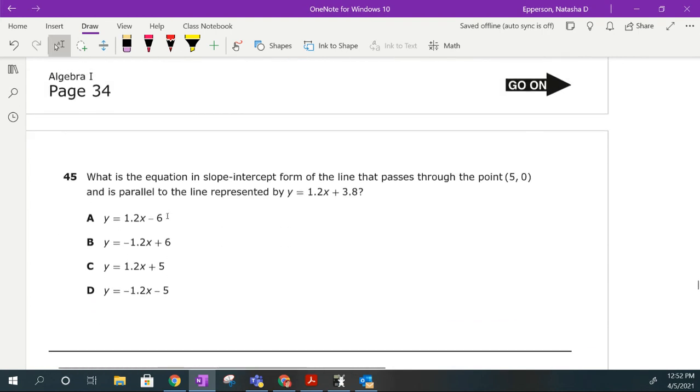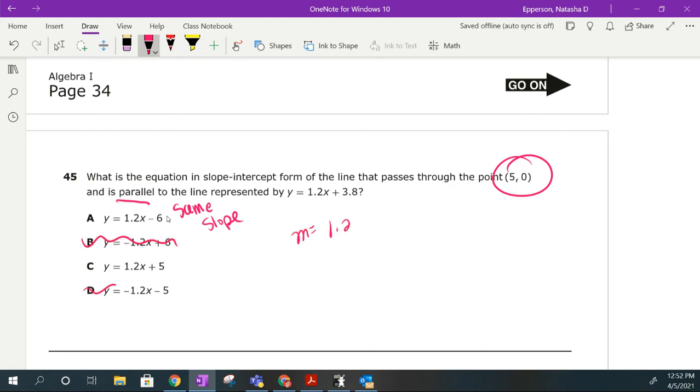Number 45, what is the equation in slope-intercept form of the line that passes through this point and is parallel? Parallel means same slope represented by this function. So I'm going to use 1.2. My slope needs to be 1.2. B is eliminated. D is eliminated. They have -1.2. It's 1.2. I'm going to use that point. That is not your y-intercept. That is your x-intercept. So I need to do some calculations here.